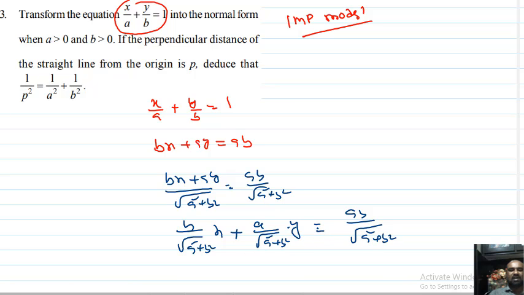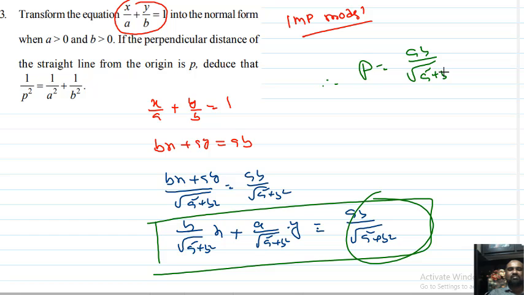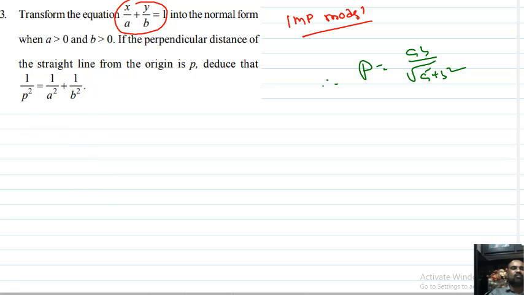Students, now this is in normal form. Here p means what? This is the p. Therefore, p is equal to ab by root over a square plus b square only. So, by using that p, you want to prove that 1 by p square equal to this. So, I want to find p square now. P square equal to a square b square by a square plus b square.